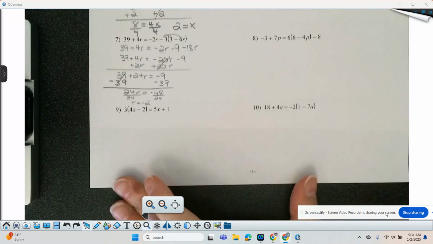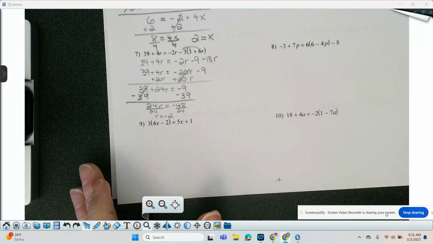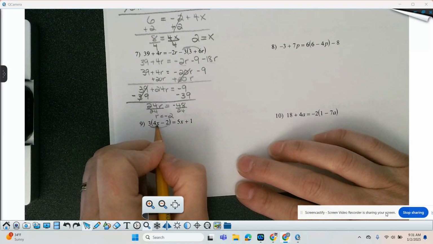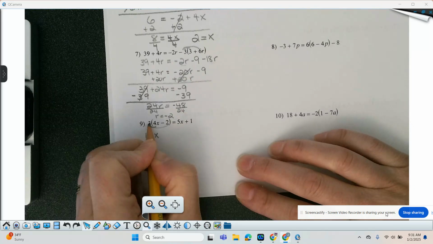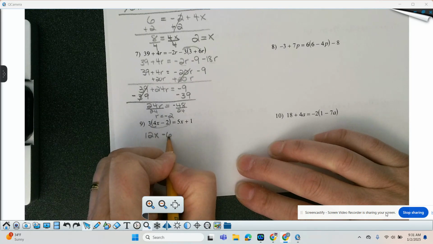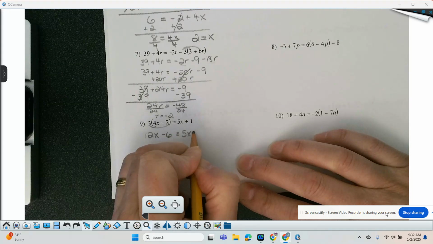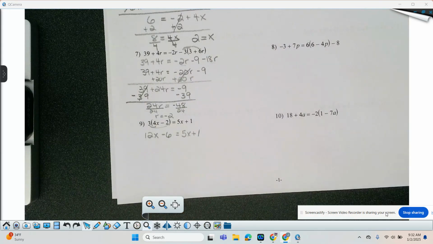Number 9, we have parentheses again, so I'm going to distribute that in. So 3 times 4 is 12x. 3 times negative 2 is negative 6. There are no like terms, there are no parentheses, so I'm just going to bring that down. Okay, there are no like terms again.